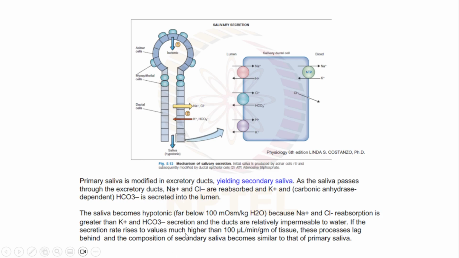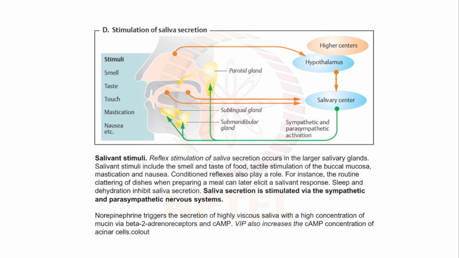So if the secretion rate rises to values much higher than 100 microliters per minute per gram of tissue, these processes lag behind. The composition of secondary saliva becomes similar to that of primary saliva. So this concentration must be maintained. How will stimulation happen? The hypothalamus is involved, the salivary center is involved, and sympathetic and parasympathetic activation is involved. In sympathetic and parasympathetic, it works the same way it has been working in all the organs we have studied.